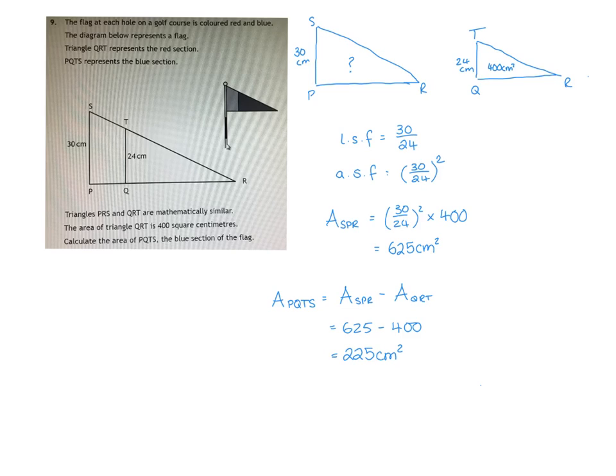So your marks here are for your linear scale factor, for knowing that you've got to square it and then times it by the area of the smaller one, for getting the area of that triangle SPR, and then finally for knowing to subtract and getting the area of the quadrilateral.